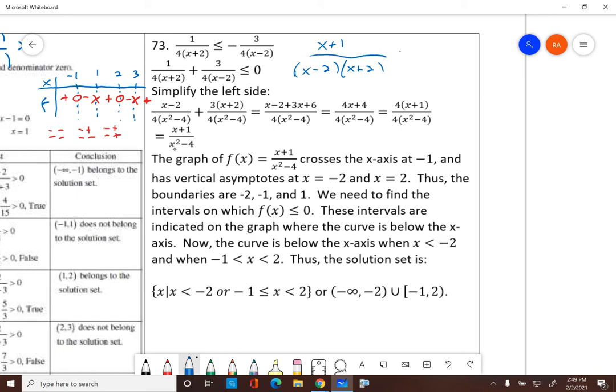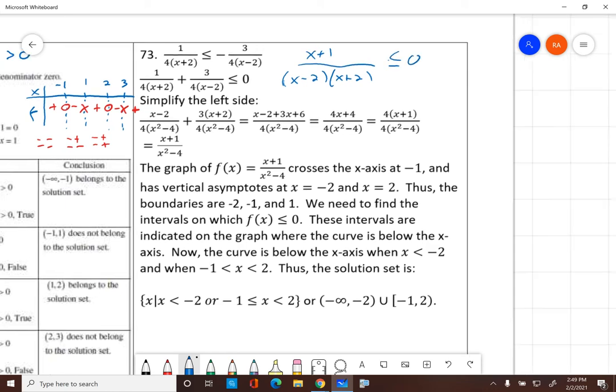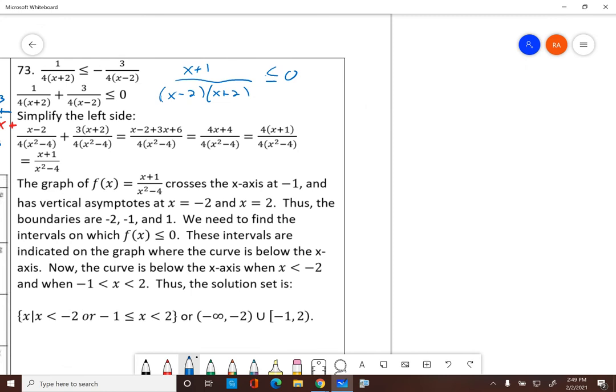And now I want to know when this is less than or equal to 0. Okay, so I'll make my little sign chart here. I've got x values: negative 2, negative 1, and 2, and function values. So I have two vertical asymptotes there, and I have an x-intercept at negative 1.